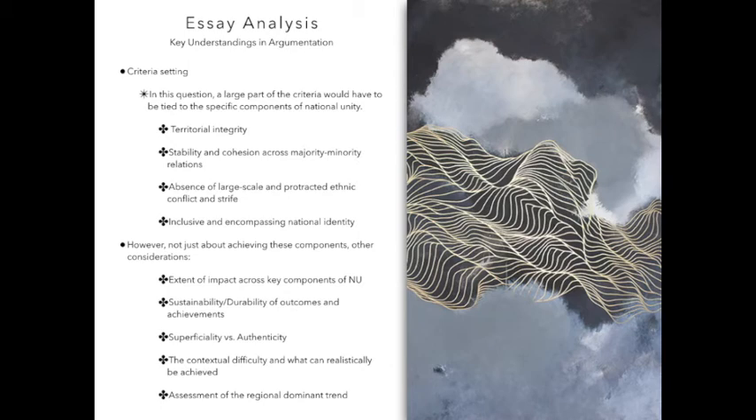The fifth one over here, assessment of the regional dominant trend. Again, with Southeast Asia, I do want you to do assessments on what seems to be the dominant trend in the region. So that will give you a better gauge to your argument and more credence for your argument as well.